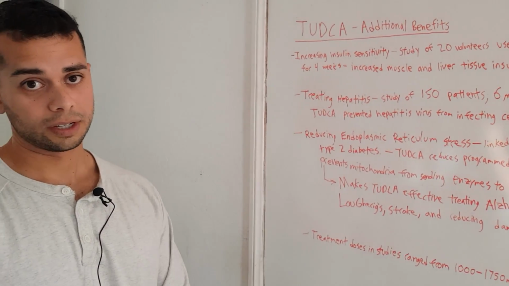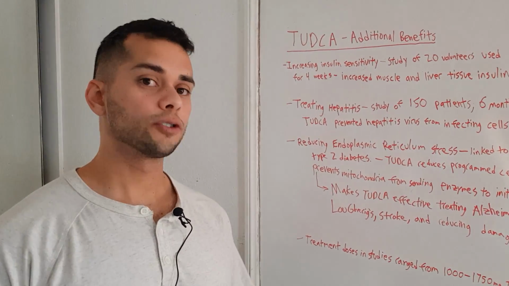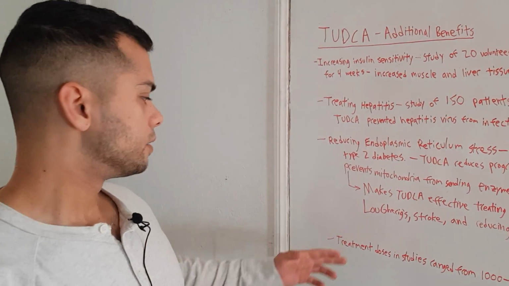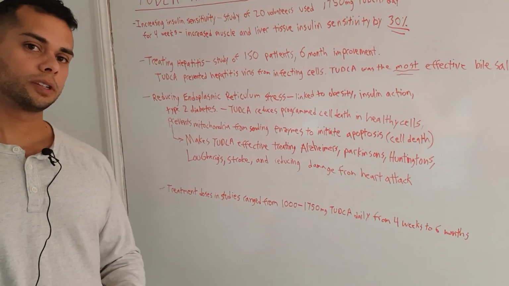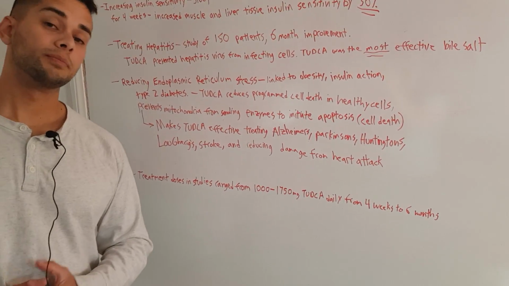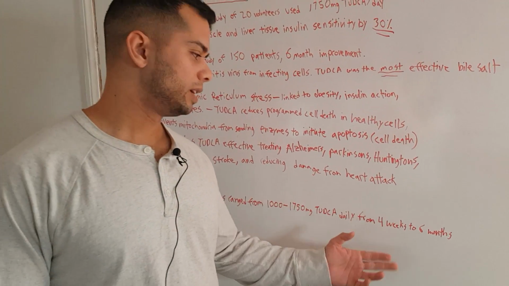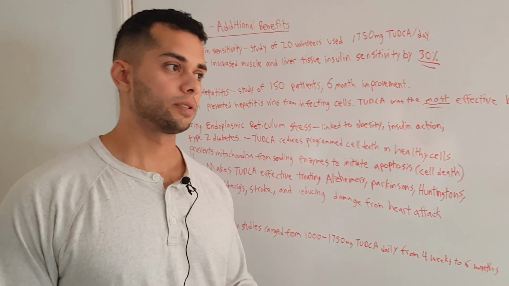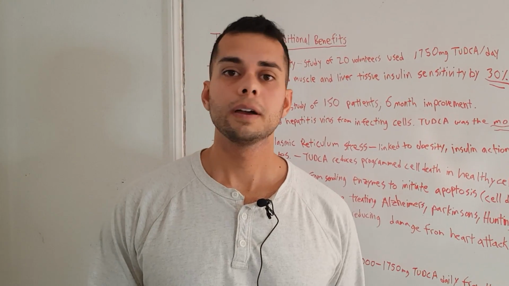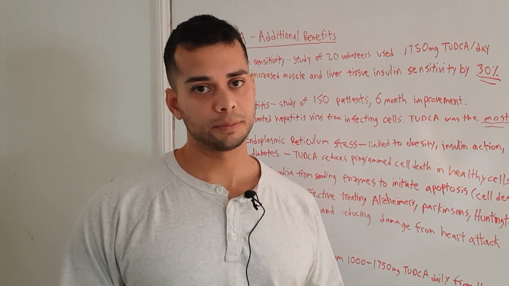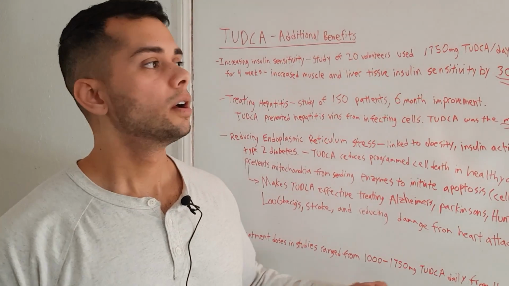and it is effective at reducing endoplasmic reticulum stress. For all these studies discussed, as far as the treatment dose went, the treatment doses in these studies were anywhere from 1,000 to 1,750 milligrams of TUDCA daily for any period from 4 weeks up to 6 months. Now there is documentation showing TUDCA is safe for 6-month durations at doses up to 1,750 milligrams.